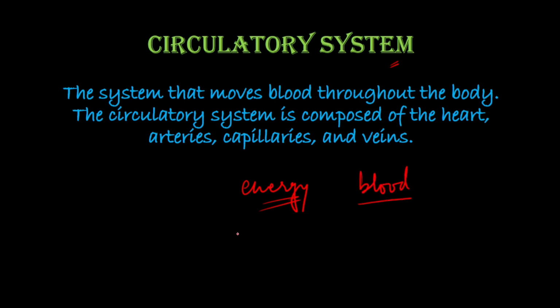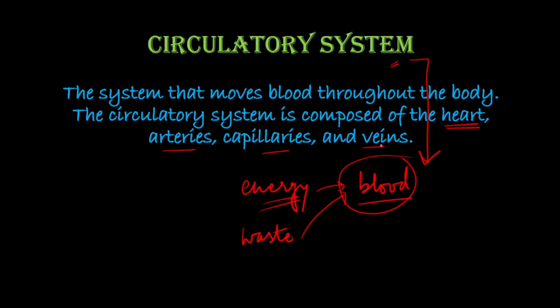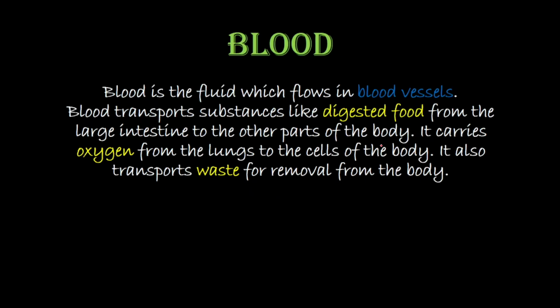Then if you see, there are so many cells, so many functions are getting performed daily. So these functions excrete out some waste products. So the elimination of waste products is also very important. That also takes place because of the blood, which is the major part of our circulatory system, right? Now the circulatory system is composed of heart, arteries, capillaries and veins that we are going to discuss in detail. Let's first of all discuss about blood.